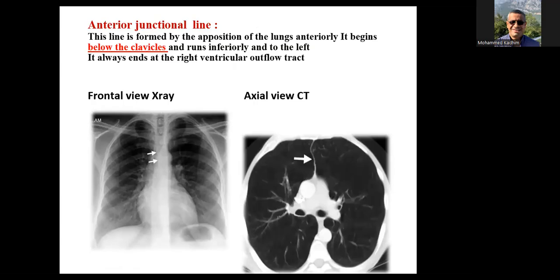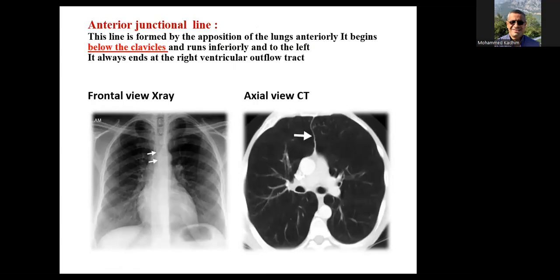Anterior junctional line. The line is formed by the apposition of the lungs anteriorly. It begins below the clavicle and runs inferiorly and to the left side, always ending at the right ventricular outflow tract, as you see here in the chest X-ray, the anterior junctional line, and also in the axial CT.